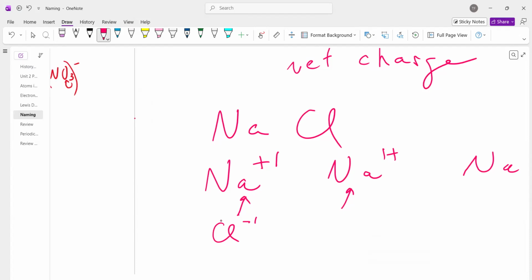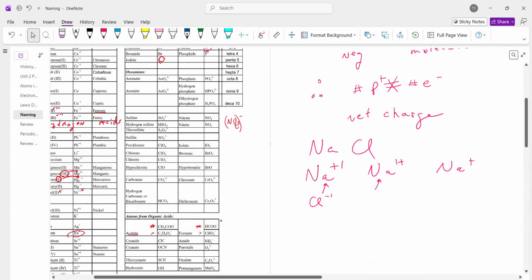When will we know if it's +2 or +3 or negative? It will be given. You're going to have to memorize a subset of them, and I'll publish what those are. Well, 1A is going to want you to know all of them, so just FYI.